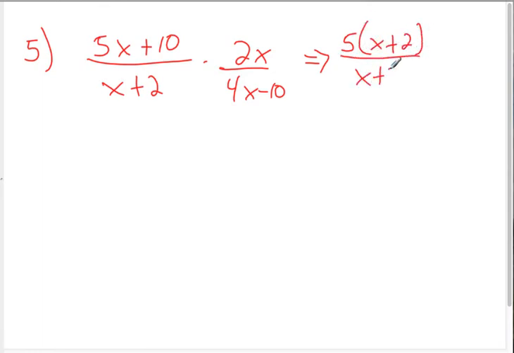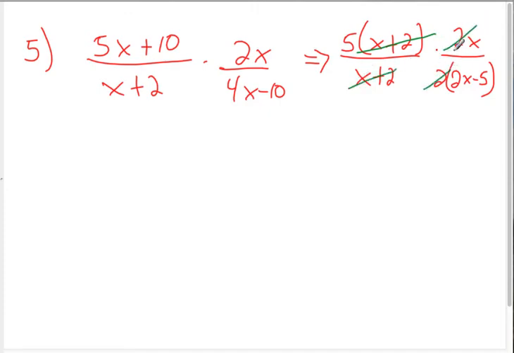Bottom left, there's nothing to be factored. Top right, same. Bottom, we can factor. We get 2 times 2x minus 5. Is that right? 2, 4x minus 10. Yeah, good. All right, so now these x plus 2's can go away.